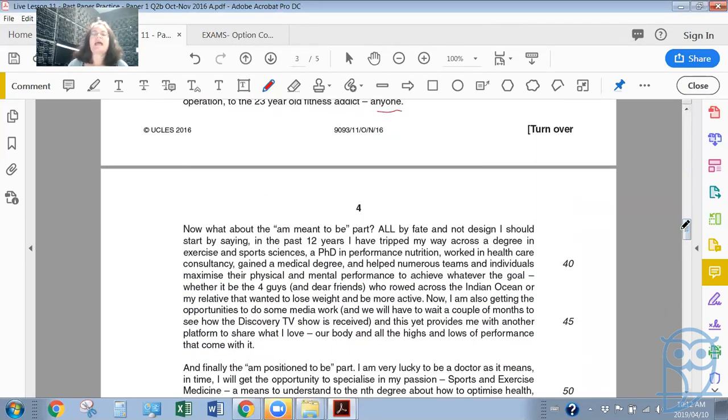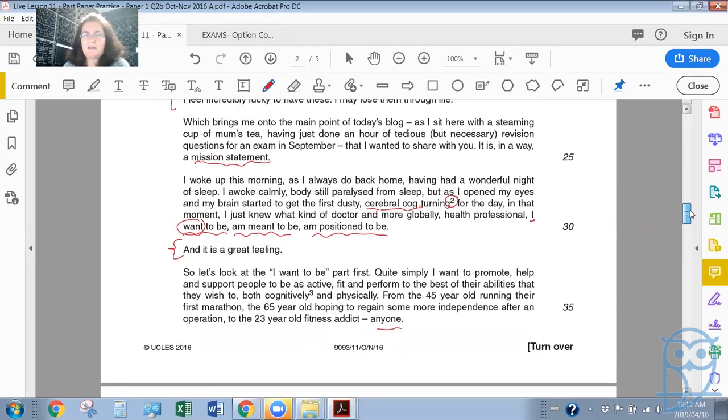Now, what about the am meant to be part? Okay, so who's he meant to be? All by fate and not design. And let me just check something. I just want to double check something. Here he's got capitals on all. Does he do that? Has he done that yet before? I just want to have a quick look.